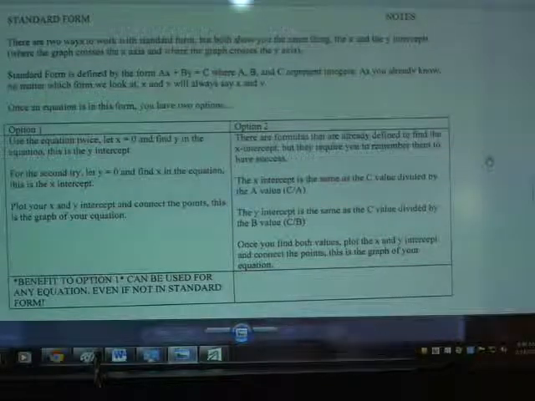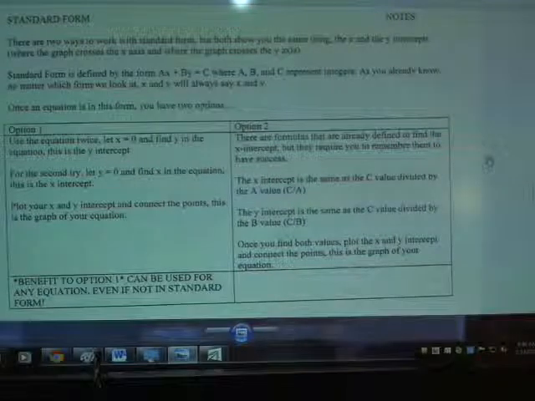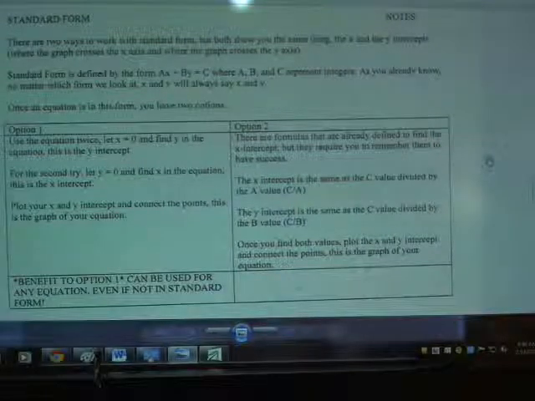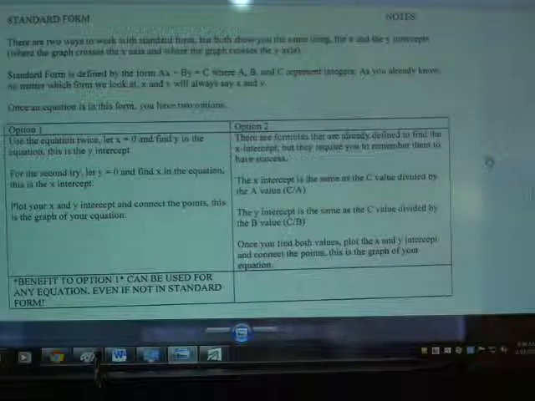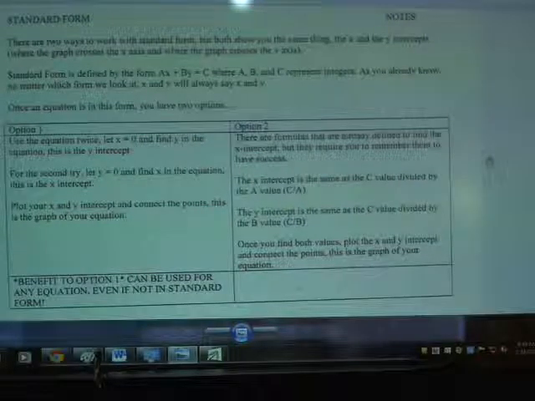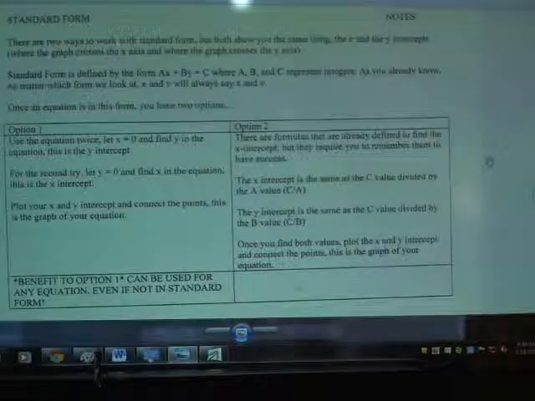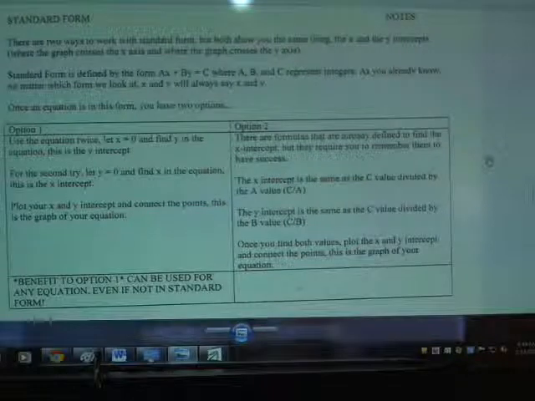And when I change y into 0, what's going to happen is that y term is going to totally disappear. I'm going to then find x. Whatever I find for x is then my x-intercept, where the graph crosses over the x-axis.